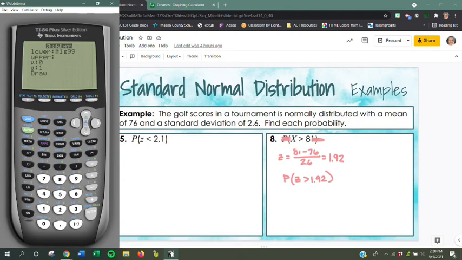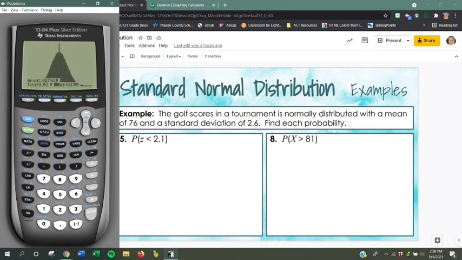So back over to our calculator. If it has to be greater than 1.92, then 1.92 has to be our lower boundary. Our upper boundary is going to be positive infinity. So to type that in, we're going to hit 1, second comma for the E, and then 99. That means positive infinity. We leave the mean and standard deviation alone, and then we hit draw.